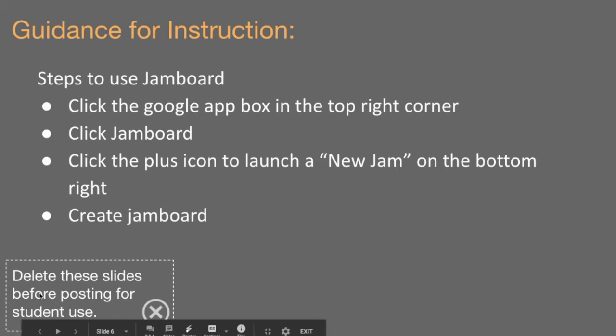The setup for Jamboard is simple. Double check that you are signed into your DOE account. You'll then click the Google app box in the top right corner. Then click Jamboard. Click the plus icon to launch a new jam on the bottom right. Now, you'll go to the bottom right corner and click this plus icon to launch a new jam to create your Jamboard. I'll walk you through each of these steps now.